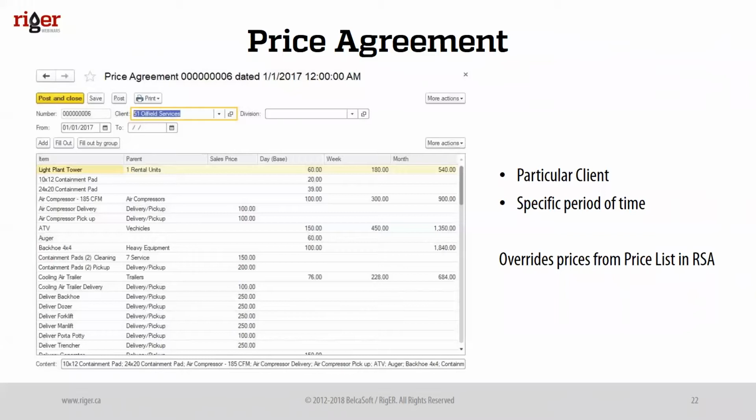One of the features of the price agreement is that it overrides the general price list if you apply it in the rental service agreement. How can you do that? Every single time you select the client in a new rental service agreement, the prices will be taken from the price agreement for this period of time instead of the general price list.